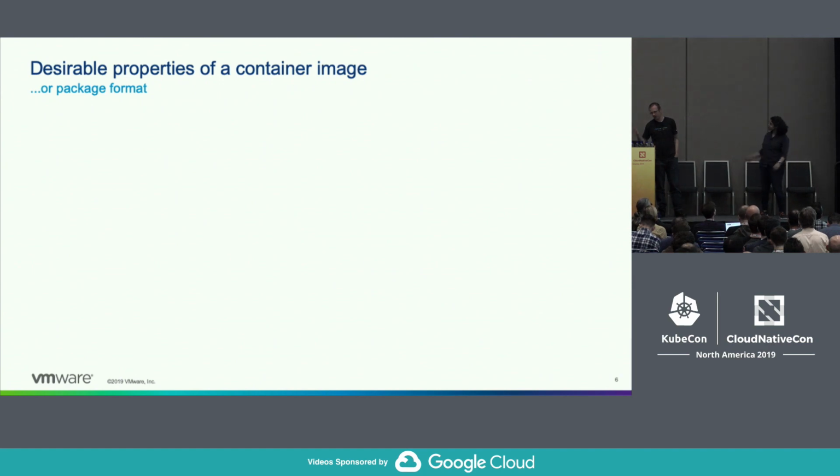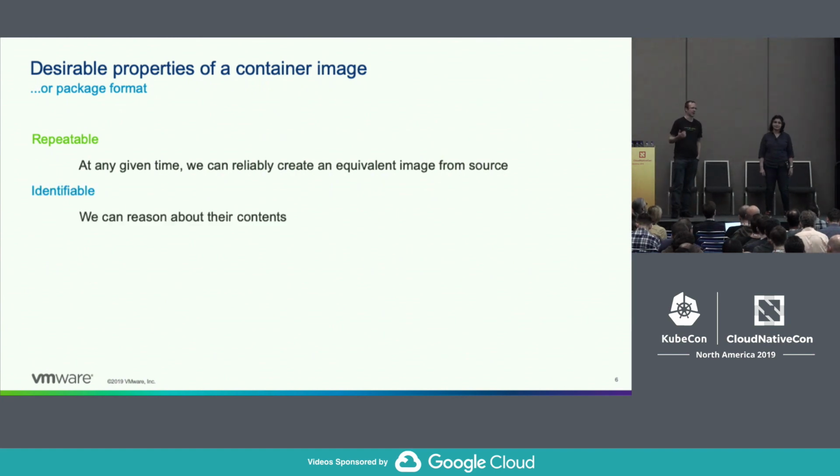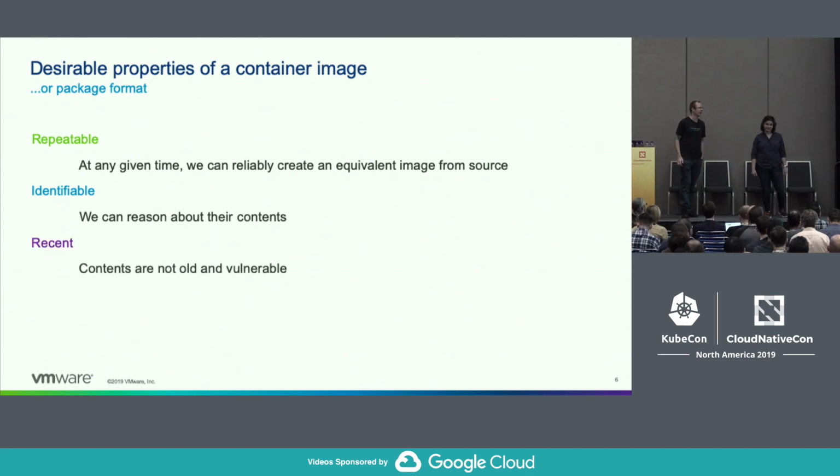If we think of them as a packaging format, there's a few desirable properties that we would like to preserve on packages. We really want a package to be repeatable. If we've got the metadata for a package and we try and rebuild it, we expect to be able to produce an equivalent thing. We want the package to be identifiable. We need to understand what's in it, be able to reason about the license compliance implications of its contents, and the security vulnerabilities that may or may not exist there. And we really want the contents to be recent. We don't want to be shipping old software or software that we don't really know about.